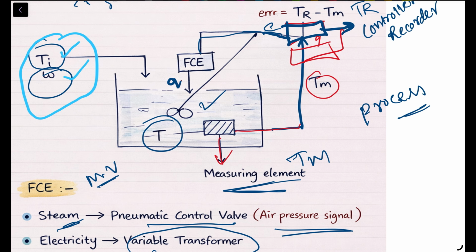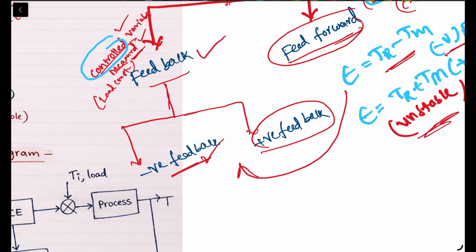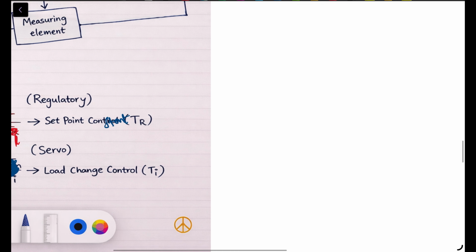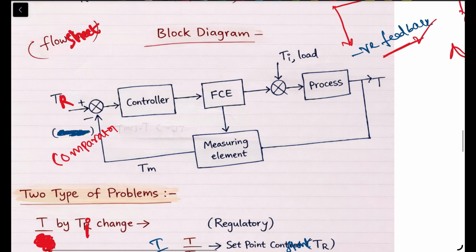So feed forward control helps to prevent the disturbances from affecting the system. We can act before it happens. That's called a feed forward controller. Okay. Now let's discuss the block diagram representation.